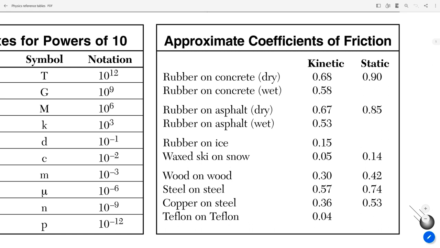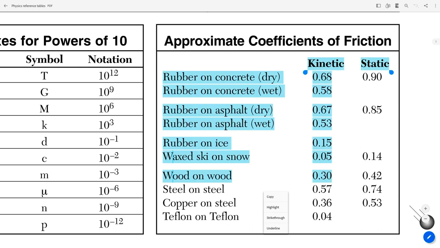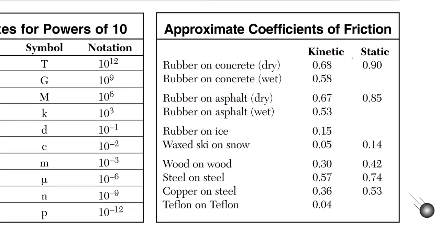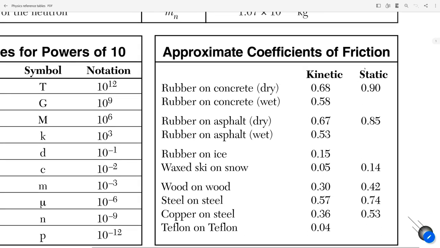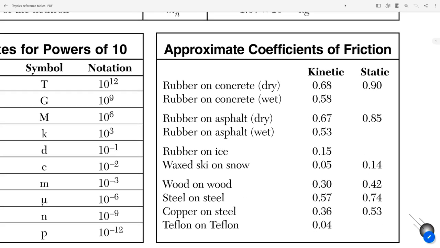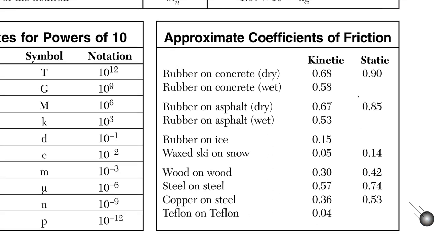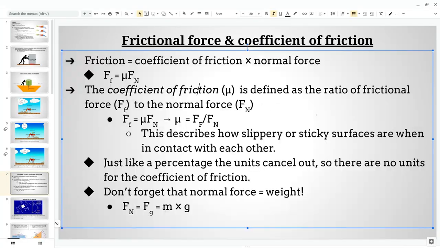If objects are being pushed or pulled and cannot even move yet, then we will use static friction. If objects are being pushed or pulled and they're sliding, then we use kinetic friction. So again, when something cannot be moved, we use static. And if something is able to slide, we use kinetic.